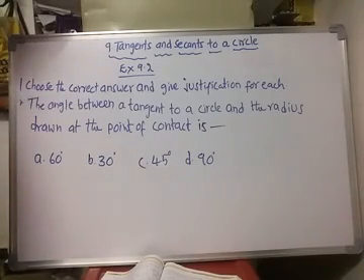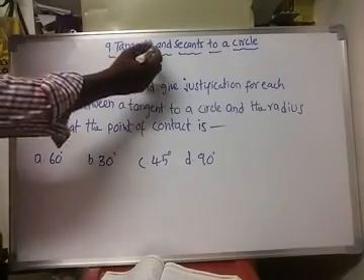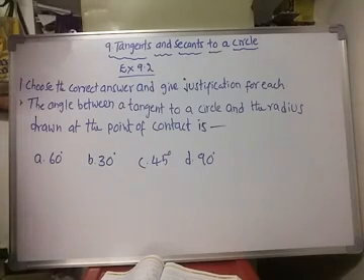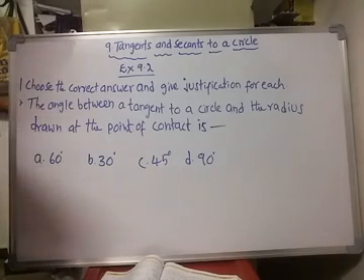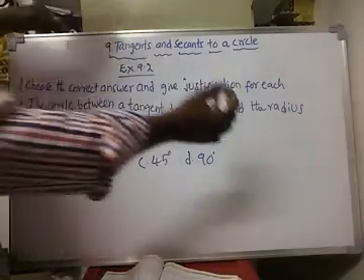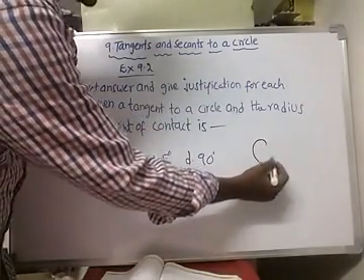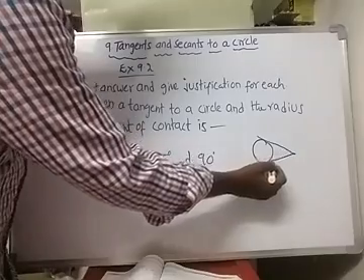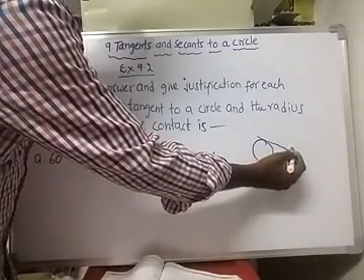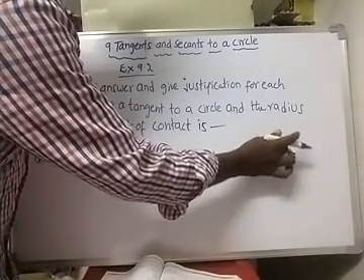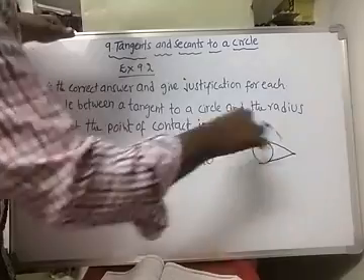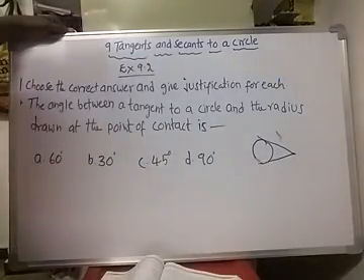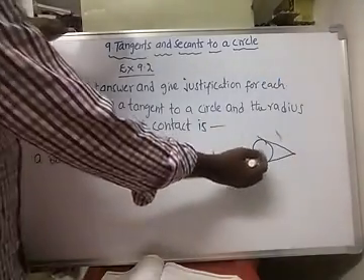Today we are going to continue the previous chapter, tangents and secants to a circle. Yesterday we learnt how many tangents we can draw from an external point to a circle. Two tangents. This is one tangent, this is another tangent. Two tangents were drawn from an external point to a circle.